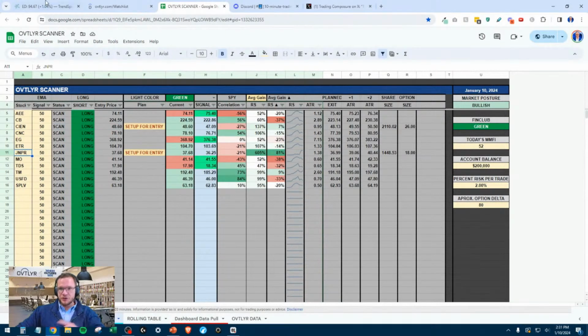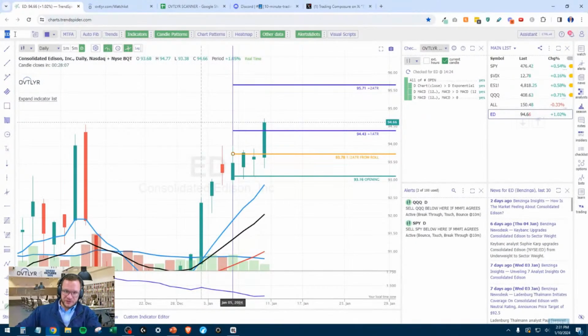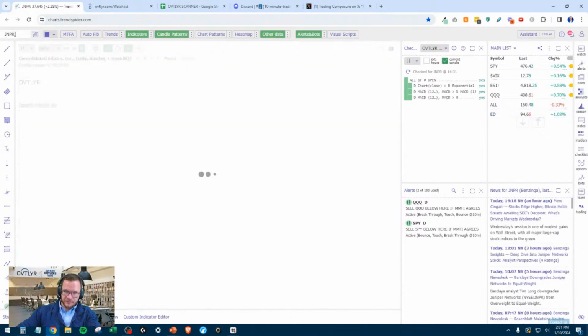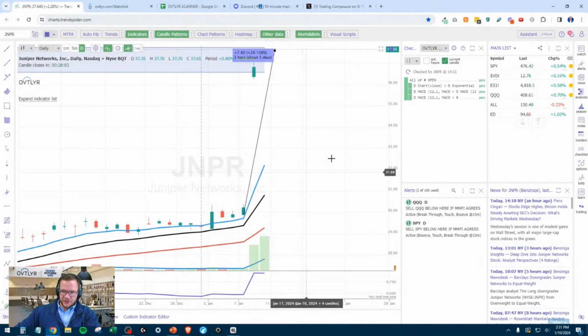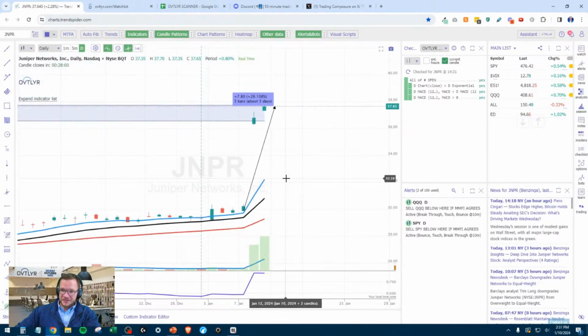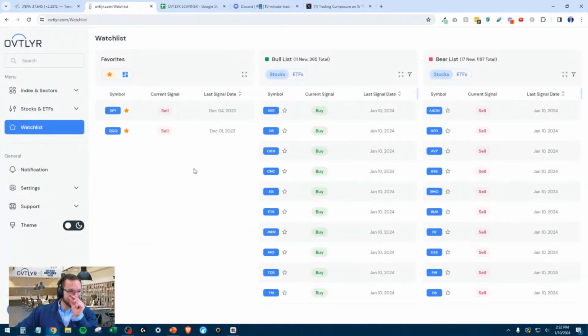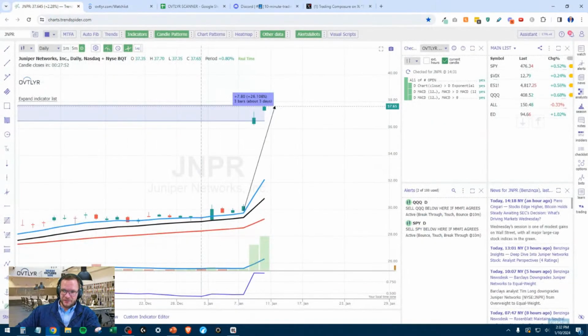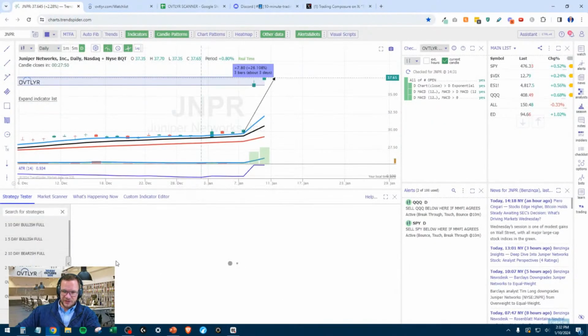Now, I did look at Juniper earlier, and Juniper's backtest failed. I'll just show you that real quick. It's actually up like 26% in the last 2 days. There was obviously some huge news that came out a couple of days ago. The outlier data was just behind it, so that's all right. But this had a negative backtest, so we're not going to test it.